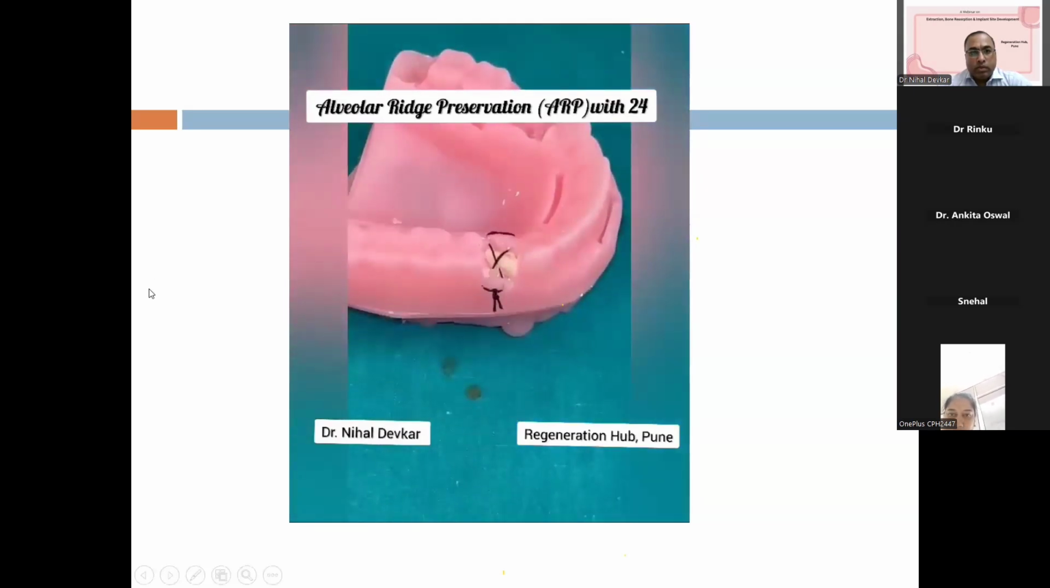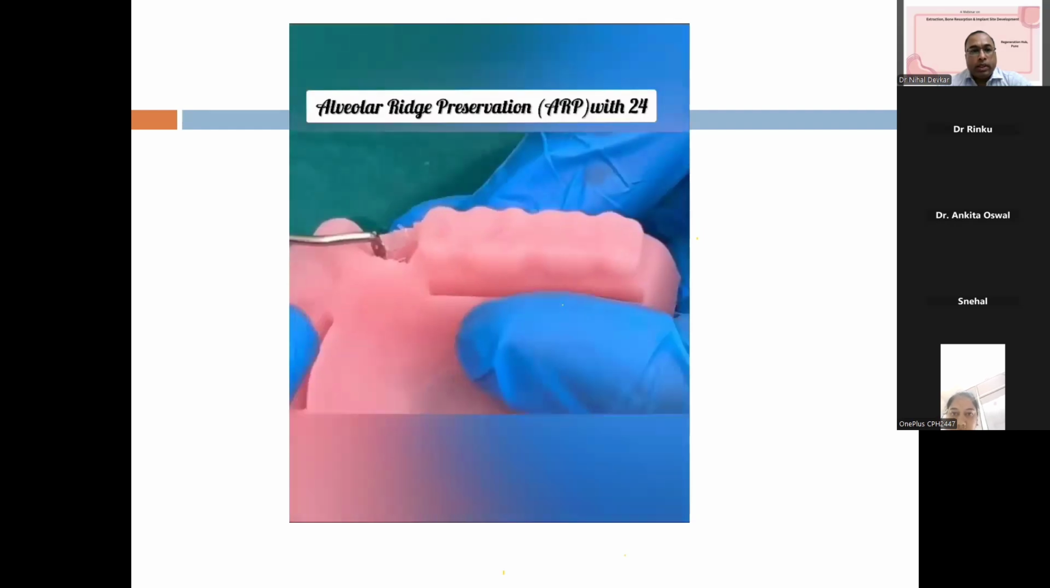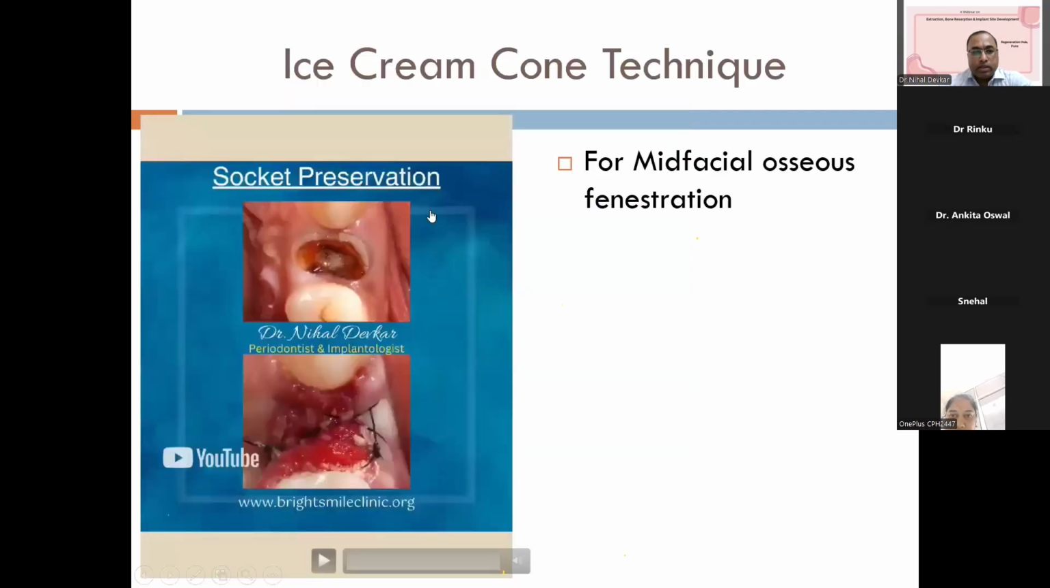So this was one of the socket preservation procedures. And next is one of the clinical cases, again on the maxillary premolar site. In this particular case, we used a different technique known as the ice cream cone technique, and that is because there was some midfacial osseous fenestration in this case, which was detected on CBCT prior to the extraction, as well as with the help of bone sounding done using a fine movement of the periodontal probe.